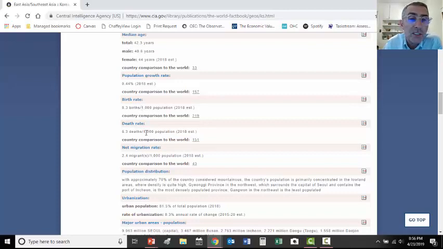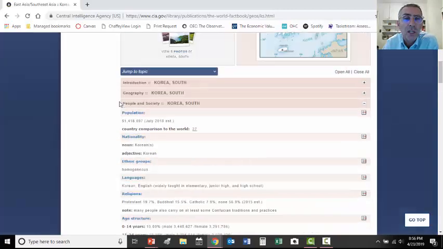The death rate is 6.3. So just try to remember those numbers, right? Death rate 6.3 out of 1,000. Birth rate 8.3. So 6 and 8 for death and birth, out of 1,000. Let's go back up.